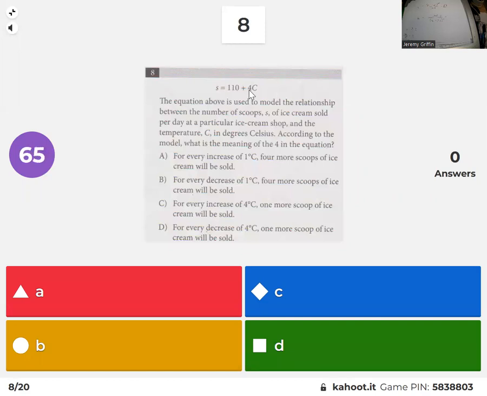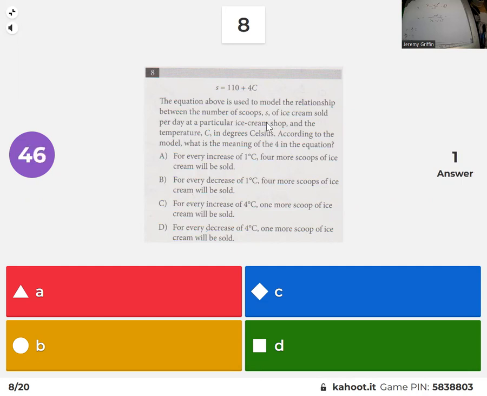Okay. Well, I might run through some example numbers. Like what if it was 0 degrees Celsius outside? Wouldn't you sell 110 scoops? And then what if it was 1 degree Celsius? Wouldn't you sell 4 more than that? And then I think every degree Celsius you bump up, don't you sell 4 more? And that's what we're looking for.